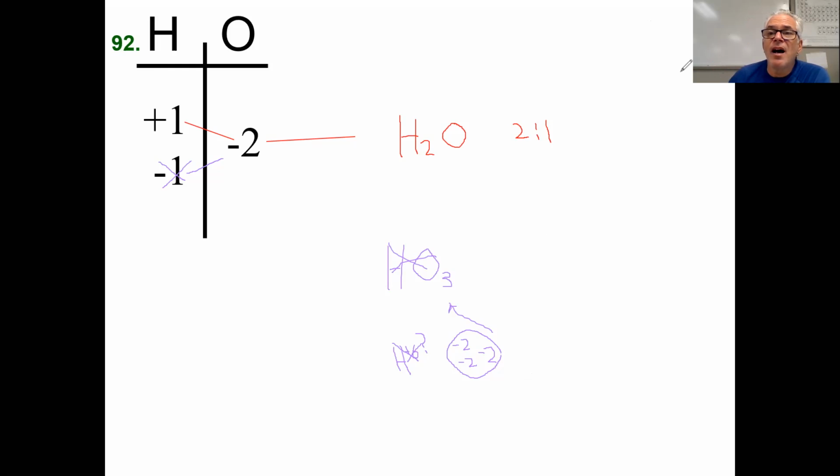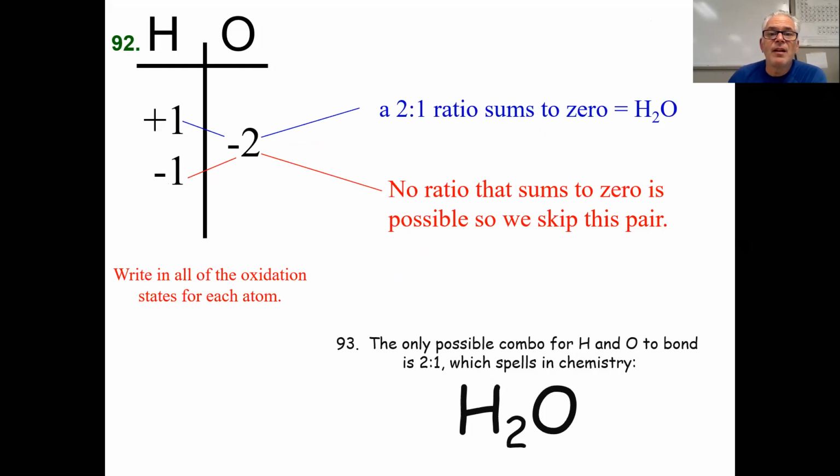All right, let's see about moving ahead, and we'll do another one. The +1, -2, when they're opposite charges, we can figure out the ratio to make them work. But the -1 and the negative, no ratio, we have to skip that one. That means that -1 is for when hydrogen bonds to something with a positive oxidation state. There's a lot of other atoms to bond to. The only possible outcome is in a 2-to-1 H to O. It's called water, H2O. Perfect.